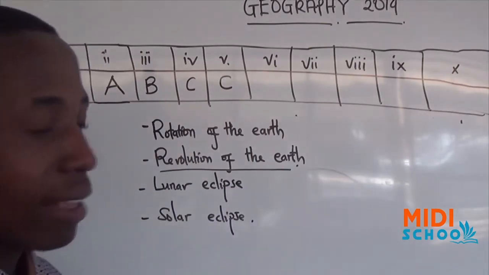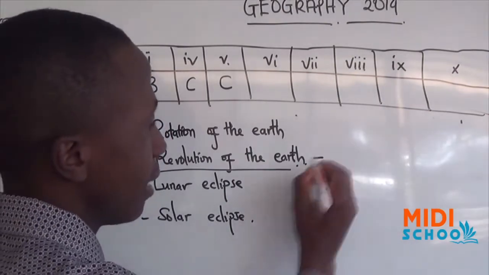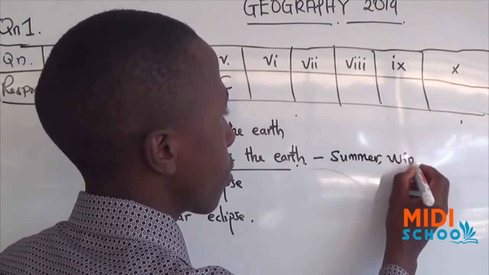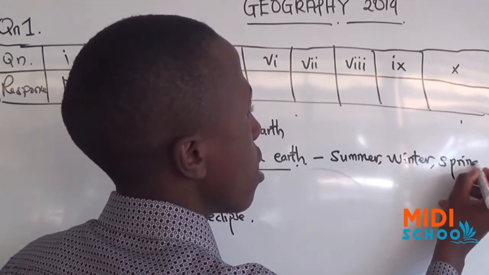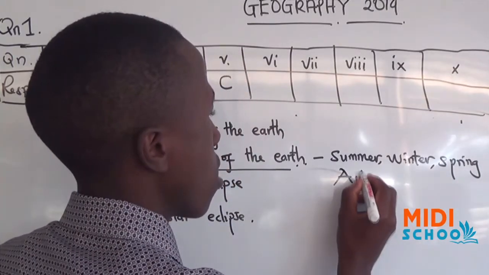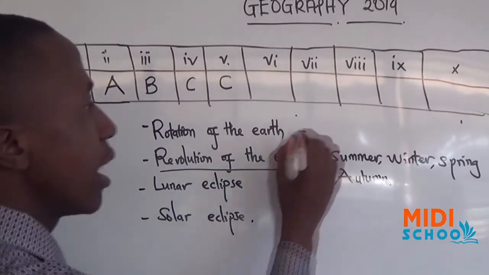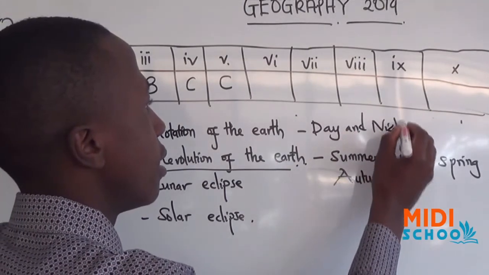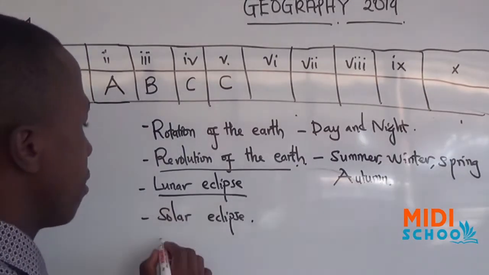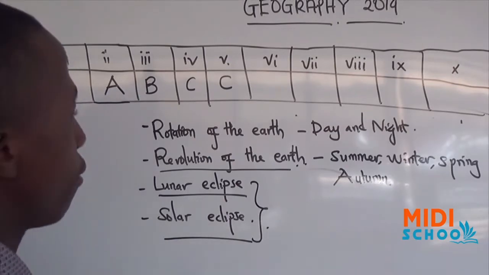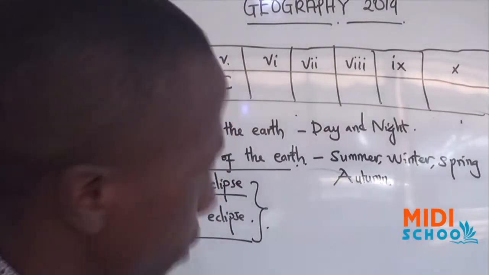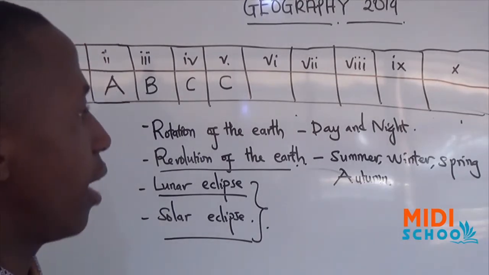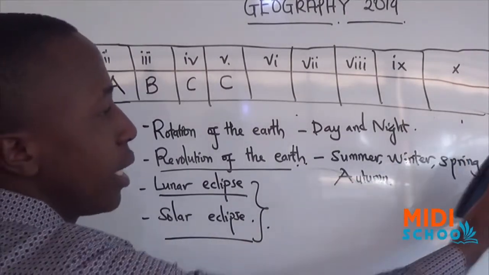This is because as the Earth revolves around the Sun, it produces four seasons: summer, winter, spring, and autumn. For rotation, its results are only day and night. Eclipses are just the blockage of sun rays from reaching either the moon or the earth. So our answer here, the four seasons of the year are a result of revolution of the earth. And the seasons that are produced are summer, winter, spring, and autumn.